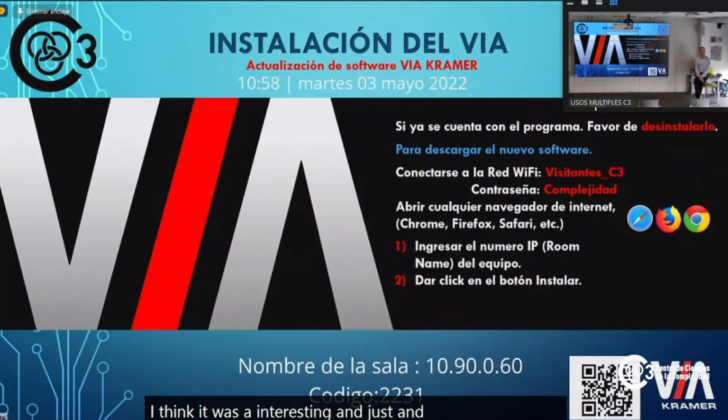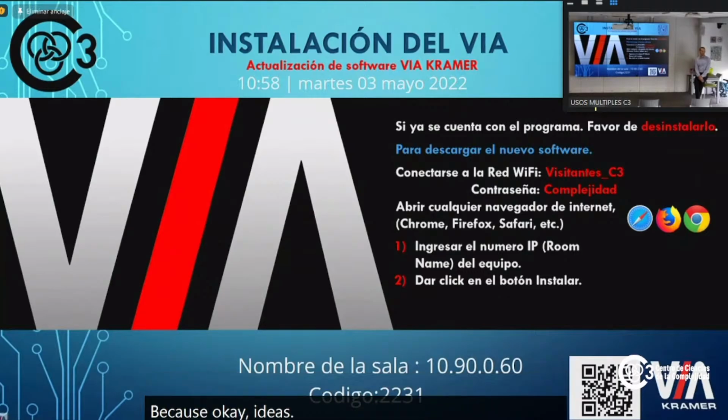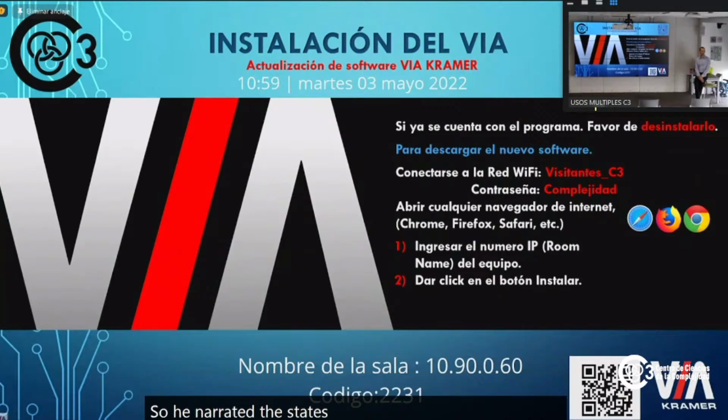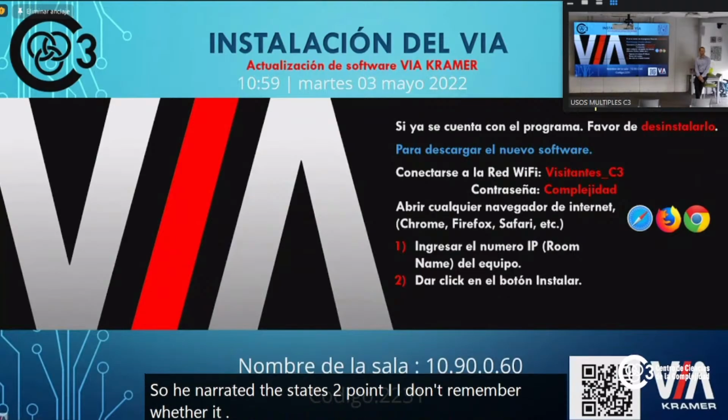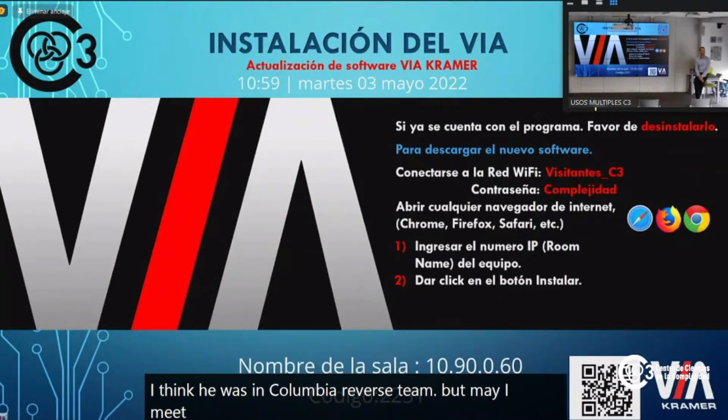And Valentin Turchin was repressed by the Soviet regime because he had ideas that were not aligned with, I don't know whether to call it Marxist philosophy. So he migrated to the States at some point. I don't remember whether in the late 70s or early 80s. I think he was in Columbia University. Maybe I'm mistaken.